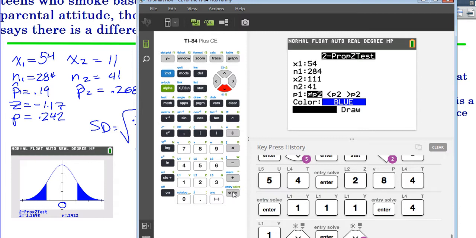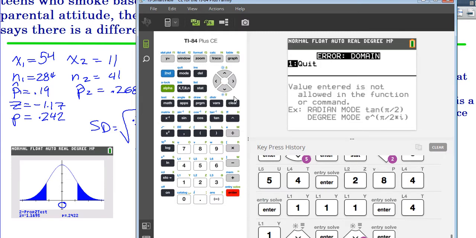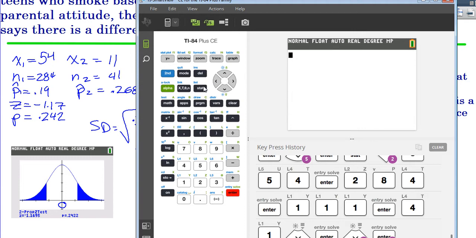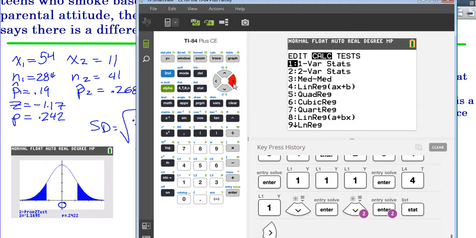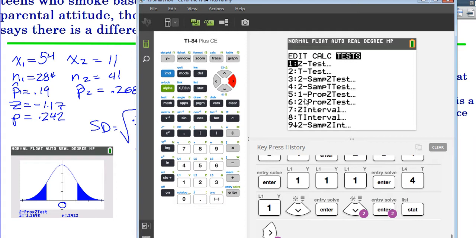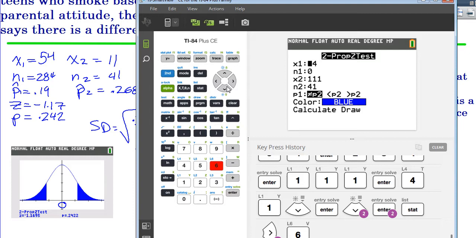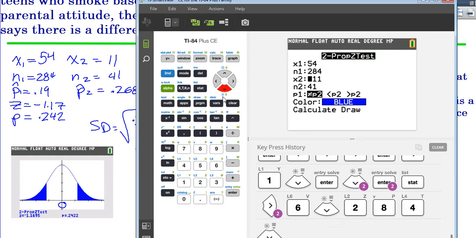But same thing, you can always draw the model and it shows you what that looks like. Hey, a domain error. What happened? Let's check. Probably typed something in wrong. 2-prop z-test. Oh, what happened here? Sorry, 284. I'm not sure what happened with that. This should be 11, and that should be 41. Sorry about that. And just hit calculate.